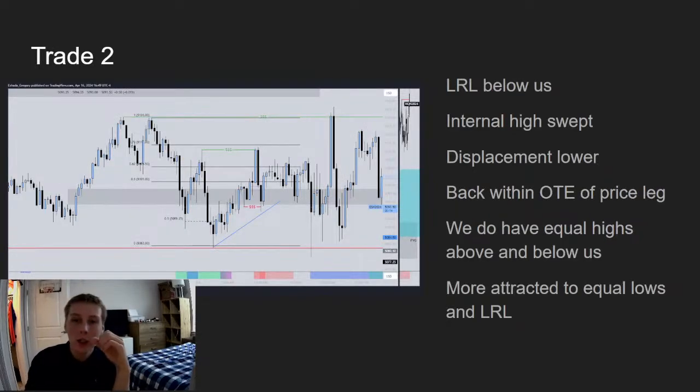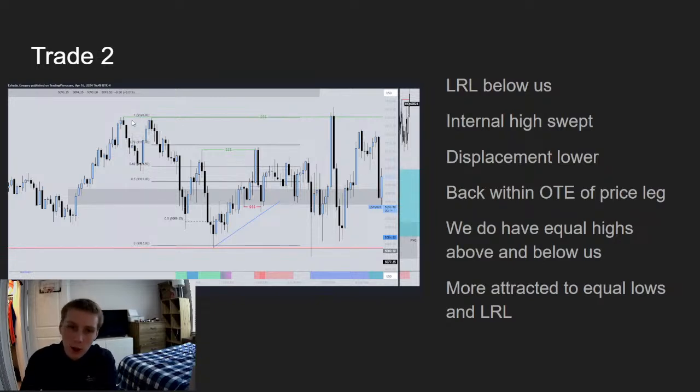Okay, so here's the trade framework for trade number 2. This is on ES. We have low resistance liquidity below us. We also have stacked equal lows below us. We also have retraced back into OTE of this price leg. We also have taken internal liquidity. We now have displacement lower. This is what these 5-minute candle bodies are. Ideally, I would like to see more displacement and then take a pullback like this. But we're back with an OTE.